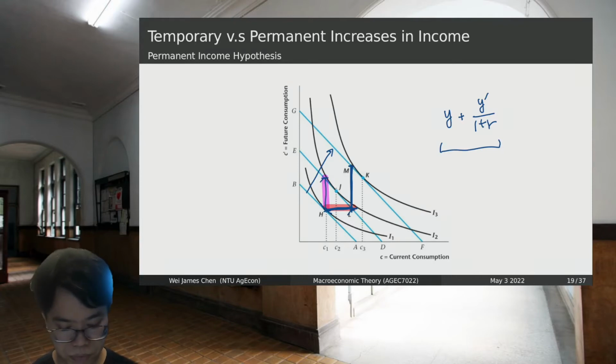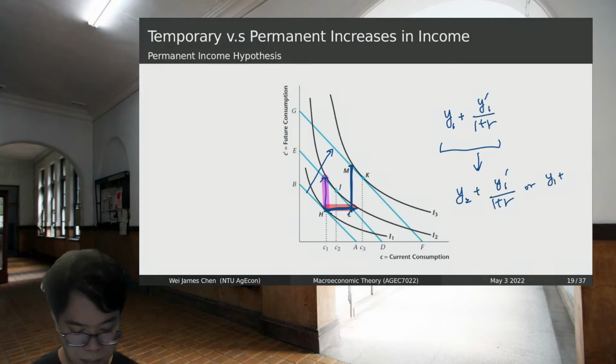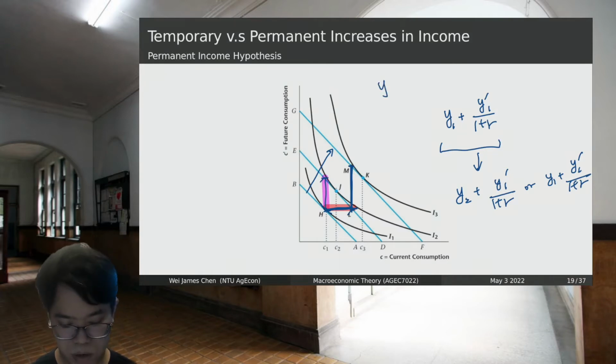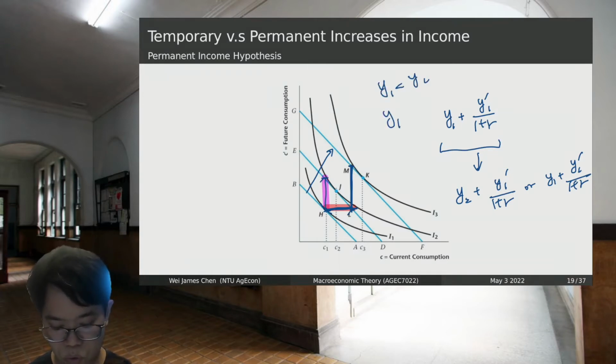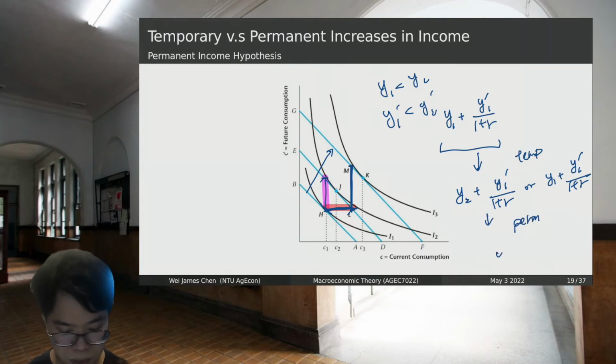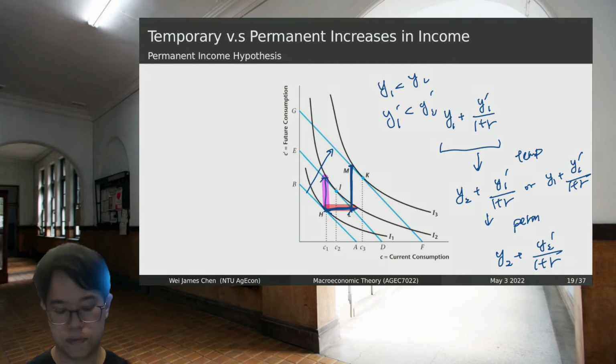So that used to be y1 and y1 prime. Now it's y2 plus y1 prime, or y1 plus y2 prime divided by 1 plus r, where y1 is less than y2, y1 prime is less than y2 prime. And this is temporary. And permanent is y2 plus y2 prime divided by 1 plus r. Think of it this way.